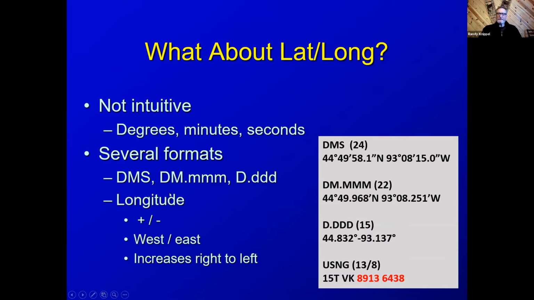Plus, when we're talking about degrees of longitude, we can express that as a positive number or a negative number, depending on which direction you're going from the prime meridian. Or we can call it a west longitude or an east longitude. If you're using a west longitude or a negative longitude, the numbers actually increase from right to left, which is counterintuitive. Well, then finally, how big is a degree?